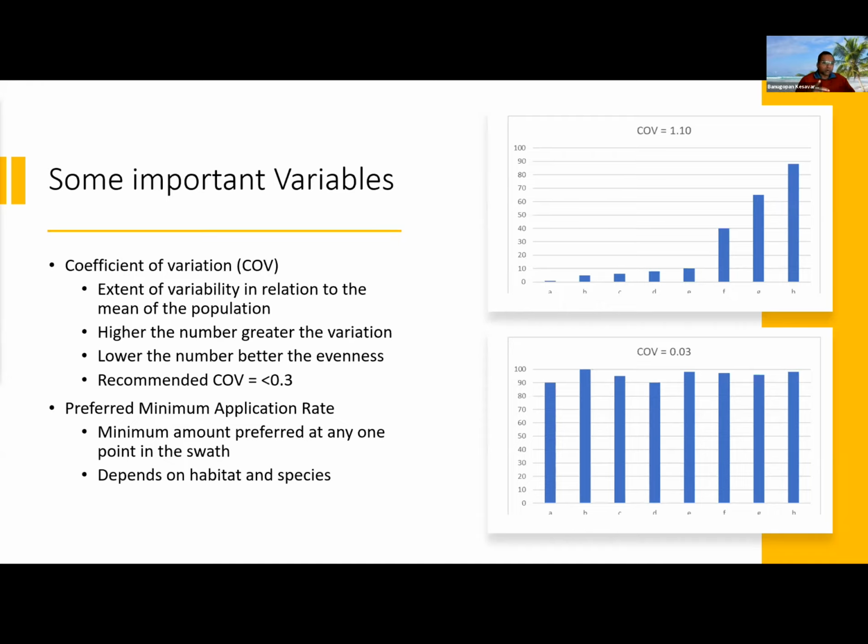Another important point with these applications is the minimum preferred application rate. How much should we apply? At any one point in the swath, how much is the minimum that you need to have? That varies by habitat and species and the product that you choose. But each product will have a minimum application rate below which you do not want to apply at any one point of the swath.